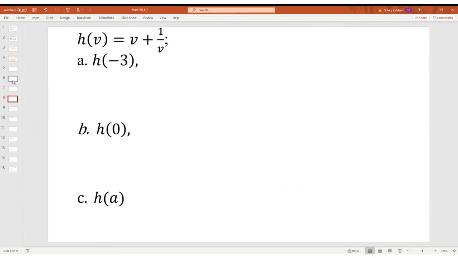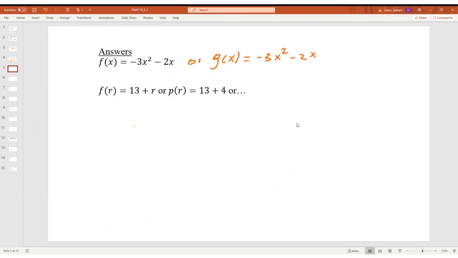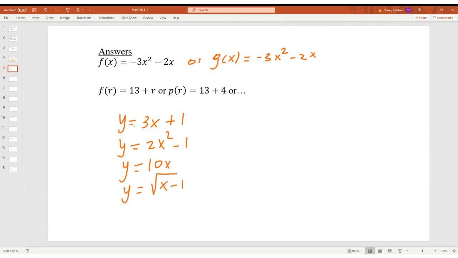Okay, now before we move, let me give you why we assign variables. Let's say I have 3 or 4 functions: y equals 3x plus 1, y equals 2x squared minus 1, y equals 10x, and y equals square root of x minus 1. And also I will change it into function notation.